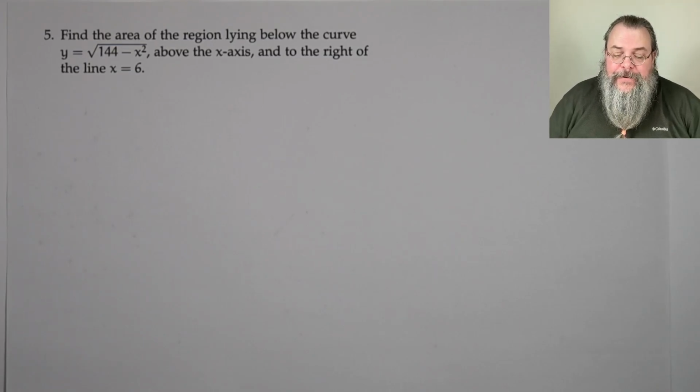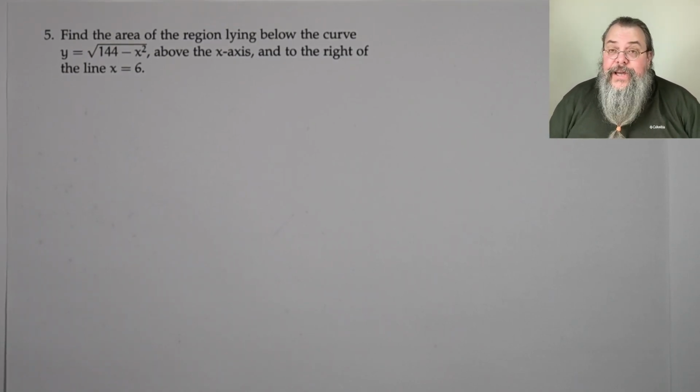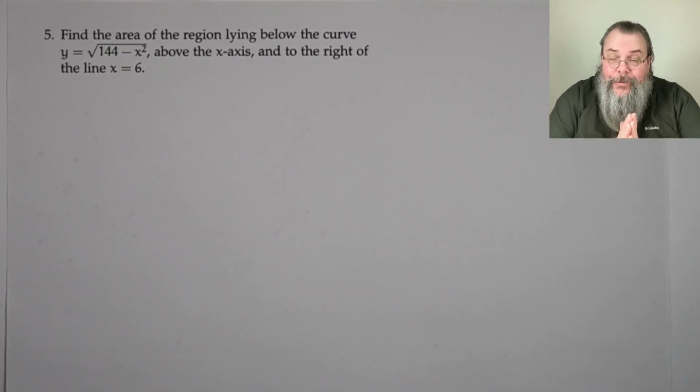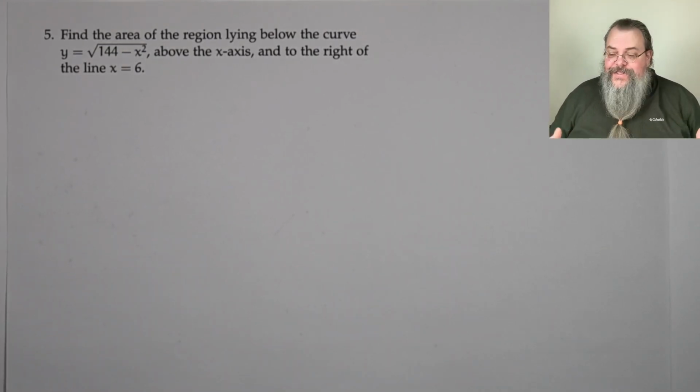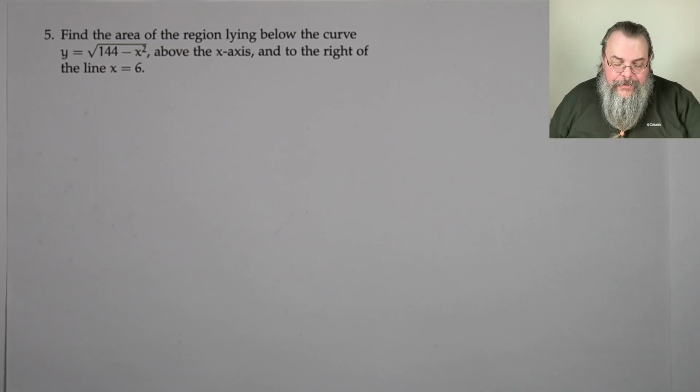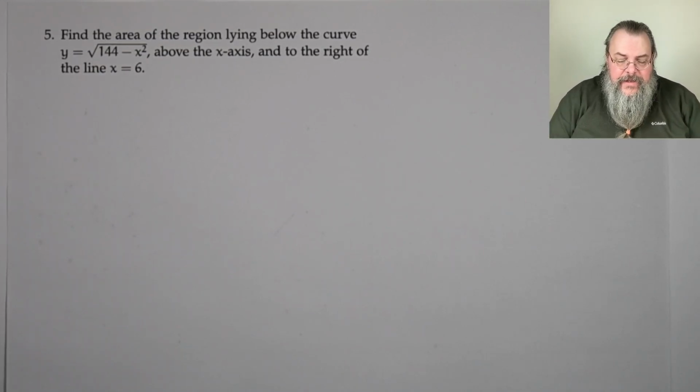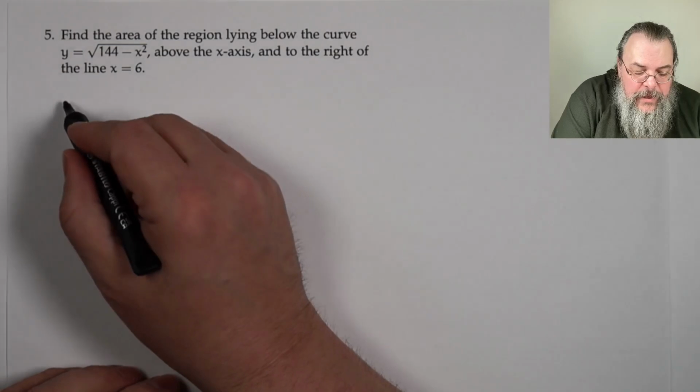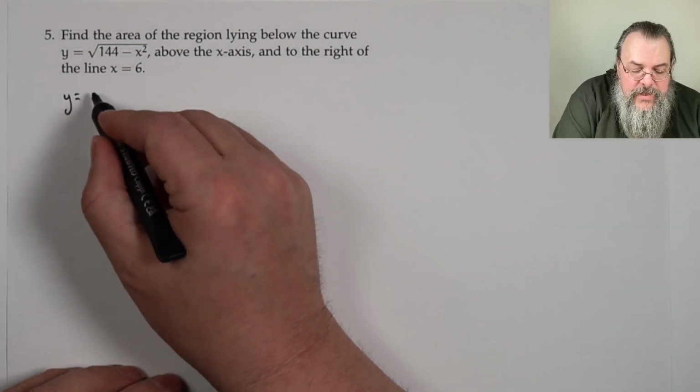Find the area of the region lying below the curve y equals the square root of 144 minus x squared, above the x-axis and to the right of the line x equals 6. Okay, what's going on? What is this? And so let's figure this out. Now, this is not too hard to spot, hopefully. We've seen this kind of function a lot.